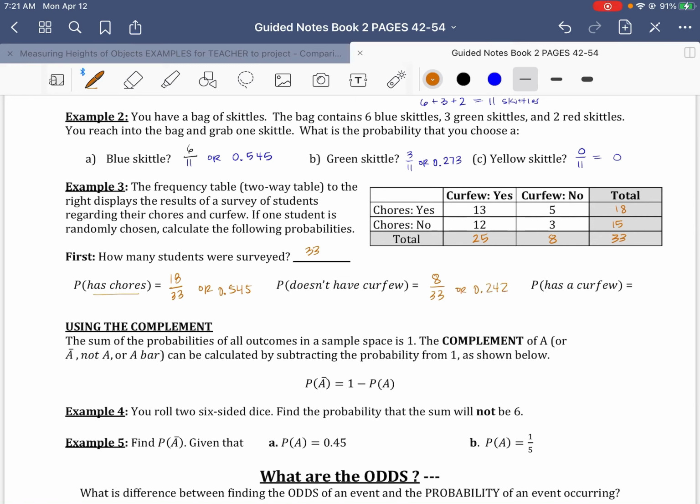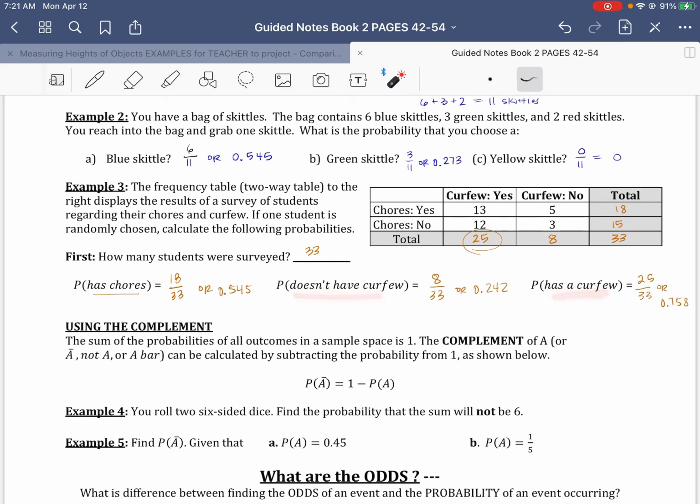And then lastly, probability they have a curfew. There were 8 of them that didn't have a curfew, the other 25 do. So this would be 25 out of 33. And again, if I calculate that into a decimal, I'm looking at about 0.758.